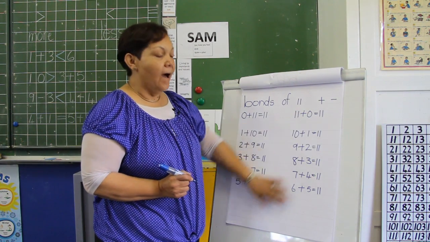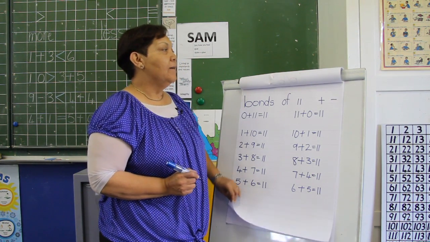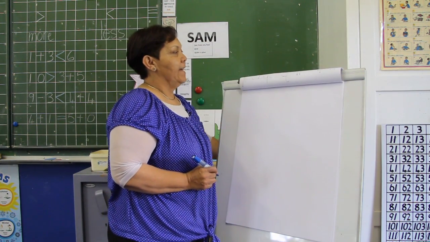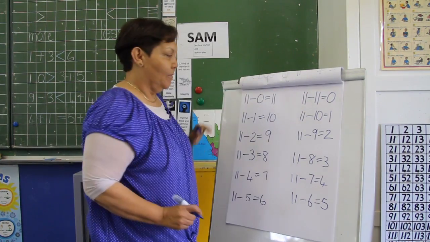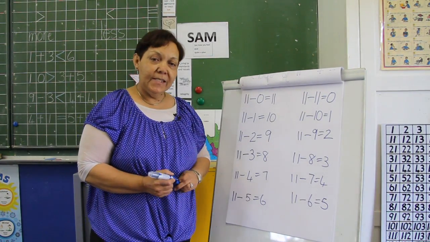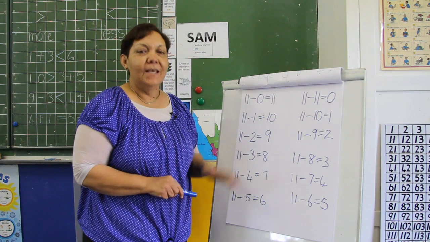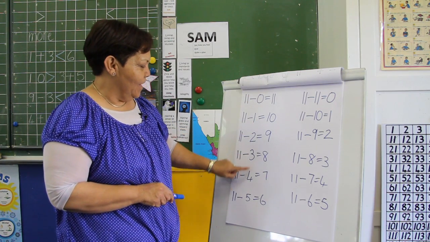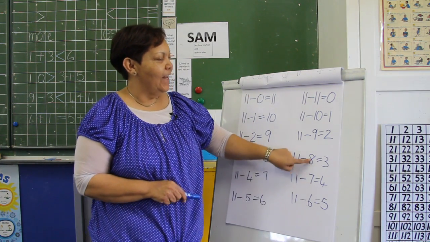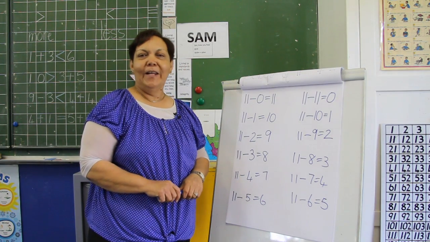Then when they are comfortable with a plus, we are going to do the minus. And the minus is done exactly the same. Once they've written all their sums, again they have to check whether they've got the numbers 0 to 11. 0, 1, 2, 3, 4, 5, 6, 7, 8, 9, 10, 11. Yay, I've got all my bonds of 11.